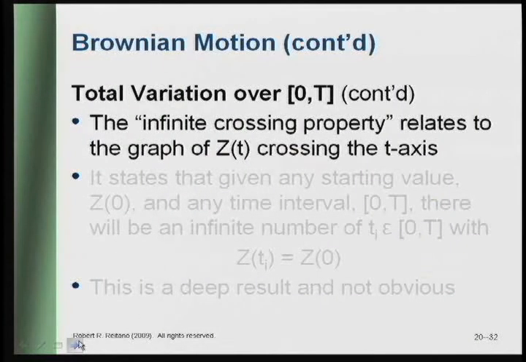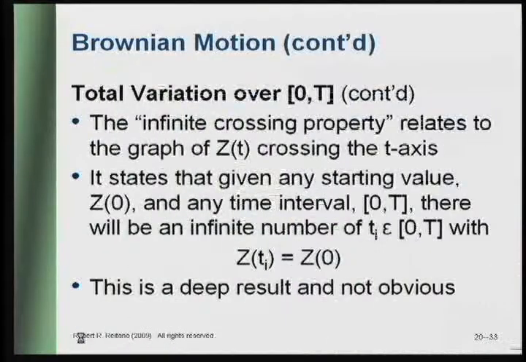The other property of Brownian motion has to do with infinite crossing, which is a very deep result, which you are not expected to know the details of. I'll just explain to you what the result is. It turns out it follows from some interesting properties of Brownian motion that are not explored in this book. What infinite crossing says is that if I take any interval 0 to t, every Brownian motion is going to cross the x-axis an infinite number of times.